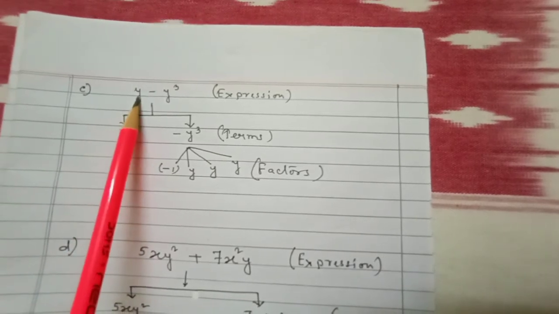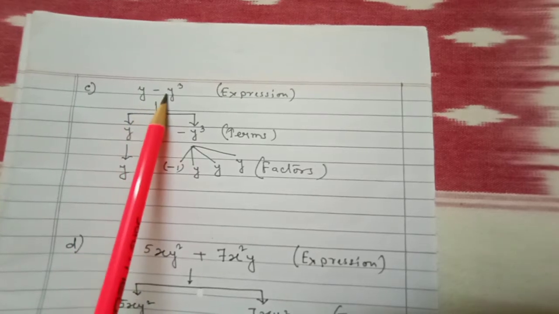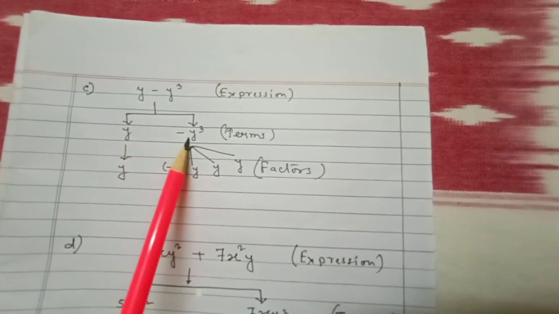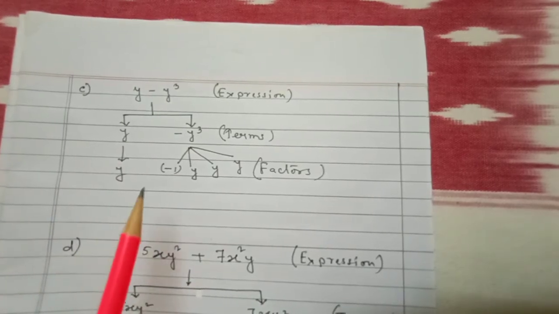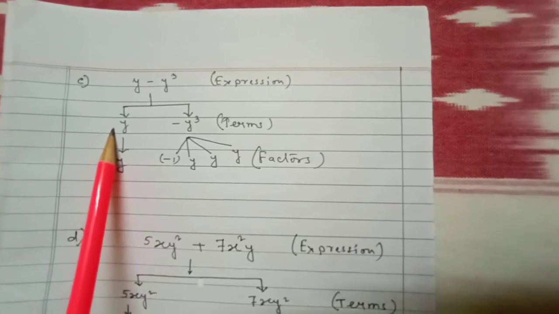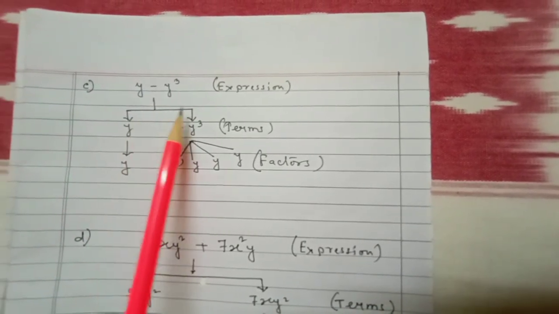Next, the expression is y minus y cube. Here also you are getting 2 terms. One is y, another is minus y cube. You have to mention the sign. In the previous one there was plus only, so no need to mention plus because when you are not giving anything, it means plus. If it is minus, then you have to mention it. Now these are the terms.